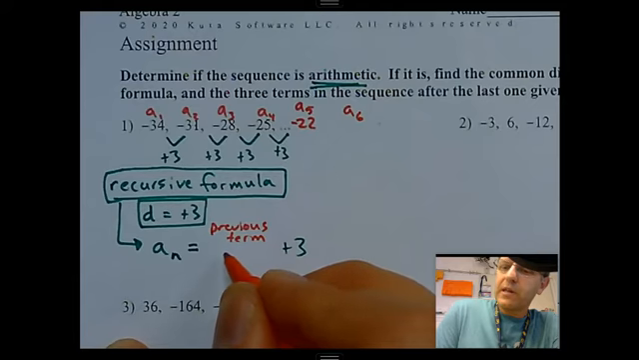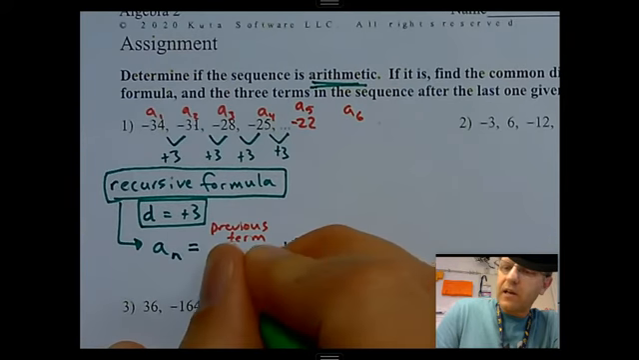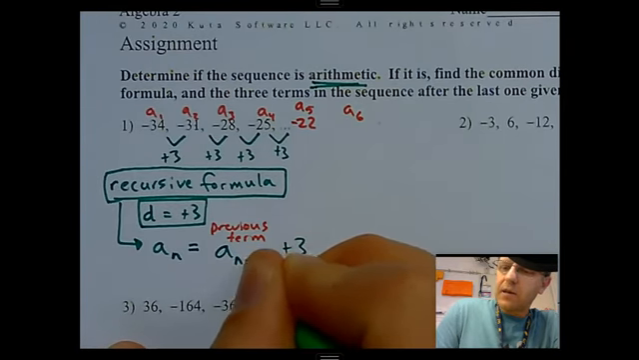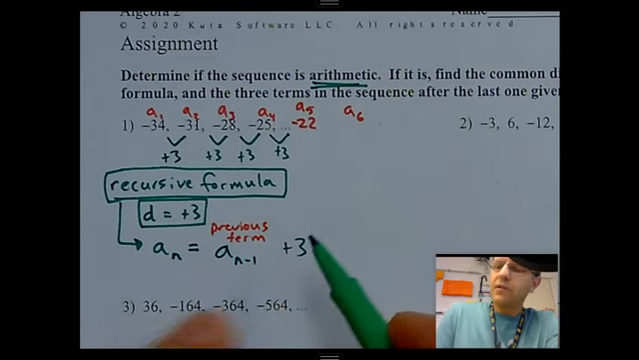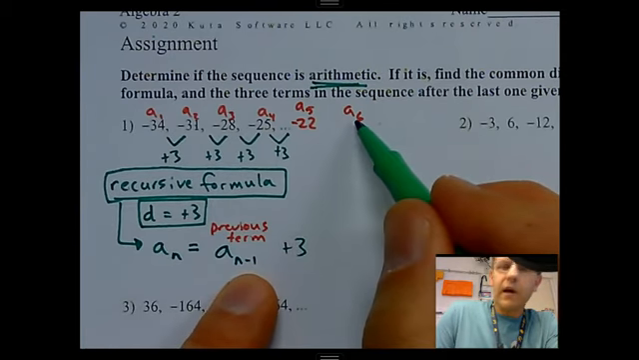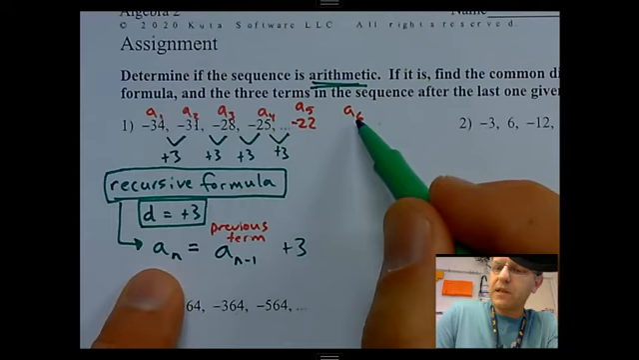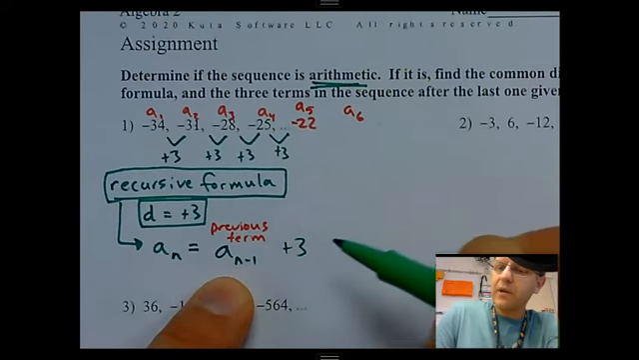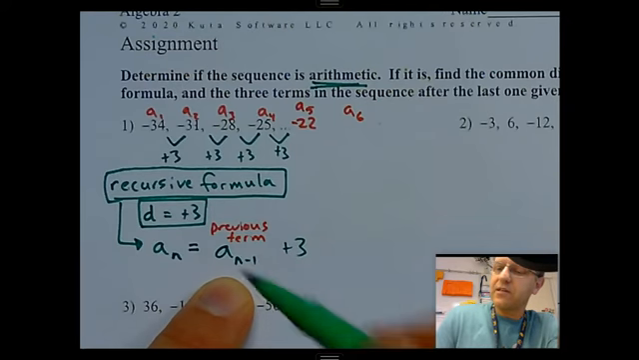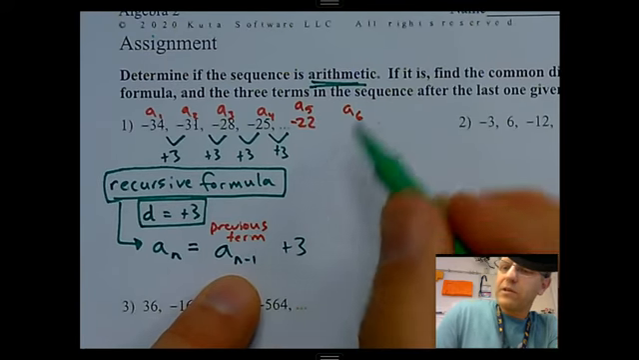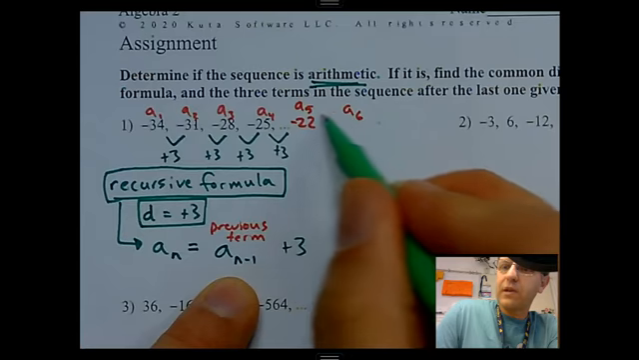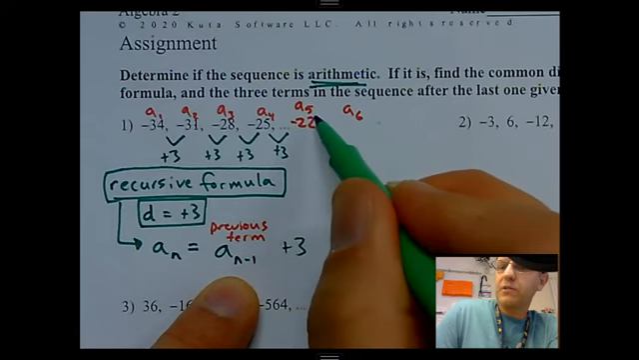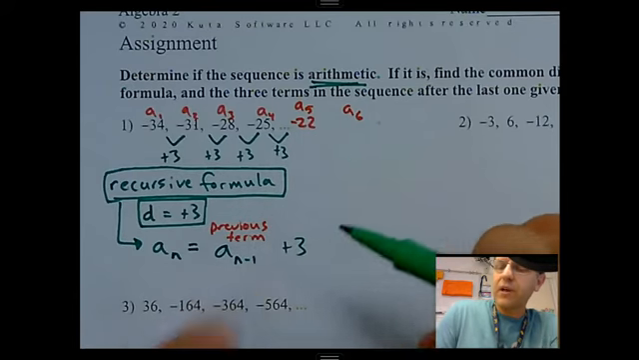So here's how we're going to write that. We're going to say a sub n minus 1, right? So if I want term 6, I go to term 5. If I want term 7, I go to term 6 and add 3. That's what that's saying. It says go to the previous term, where this number is 1 less. Go 1 less on that number, which means go 1 term to the left and then add 3.